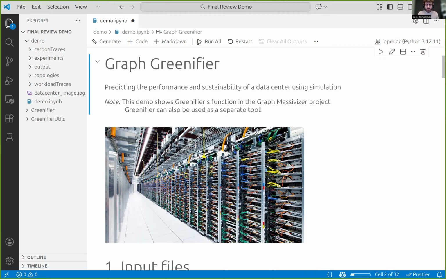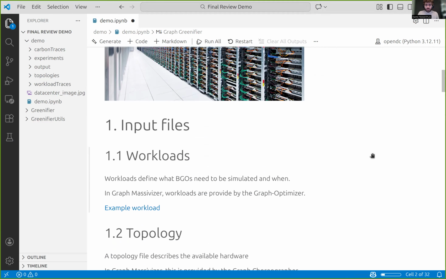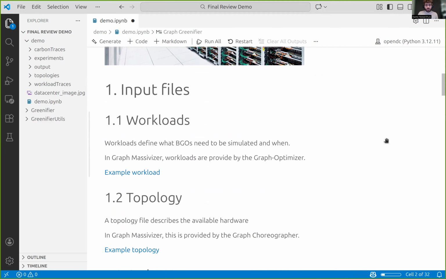The Graph-Greenifier uses simulation to predict the performance and sustainability of a data center. In this demo, we will show how the Greenifier functions within the greater Graph-Massivizer project. However, Graph-Greenifier can also be used as a standalone tool. To use Graph-Greenifier, we need 4 input files.